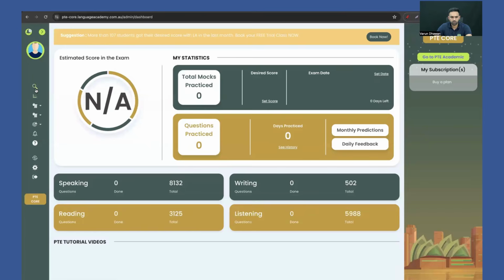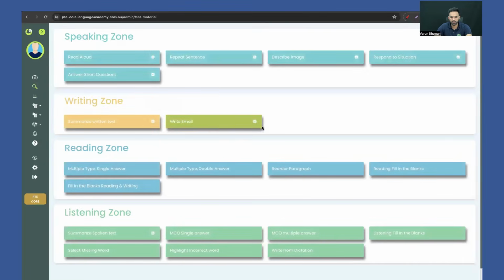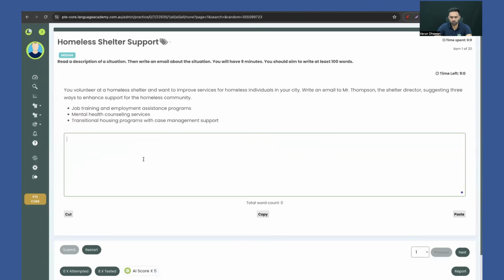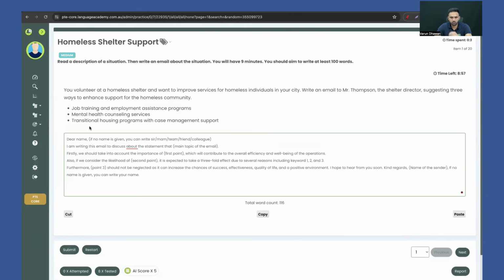Just go to practice material, writing an email. Open the email. So, dear name, what is the essay topic here? Pay attention. You are a volunteer at a homeless shelter. This you have to make sure of in order to get full points, right? You need to include all the main keywords from the email topic again and again. You have to make sure you include all the important keywords from the email prompt in your answer.